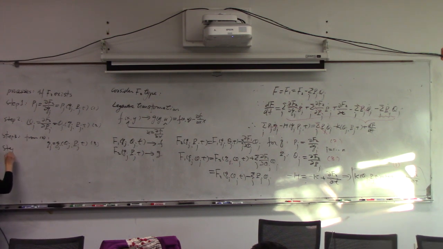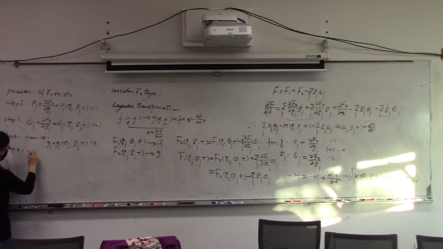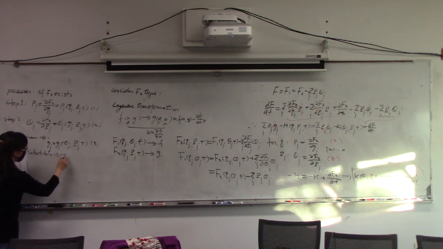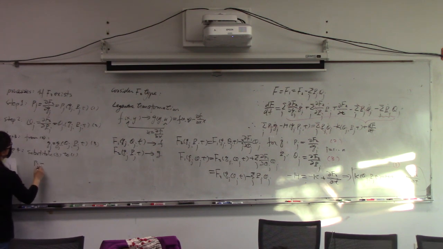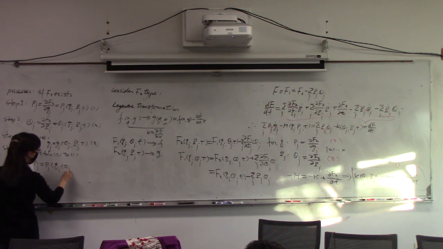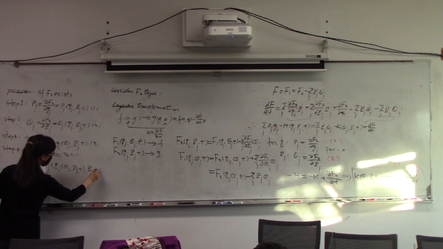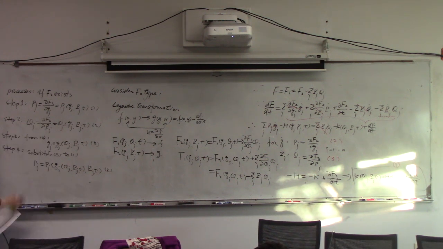Step 4. Here, so that the p_j is a function of capital Q_j, capital P_j, and t. That is equation 4. So now, from step 1 to step 4, we obtain the transformation equations 3 and 4.